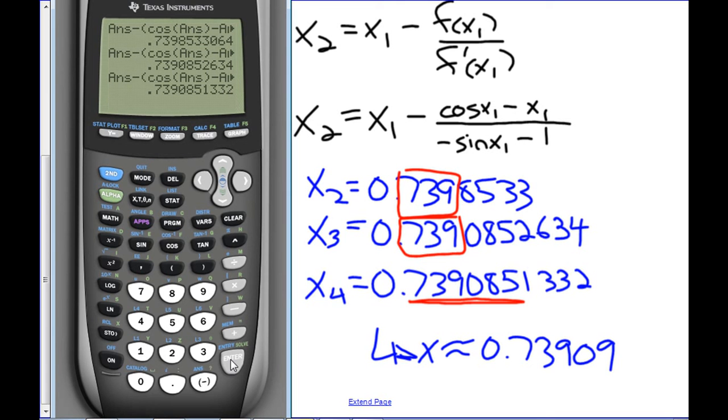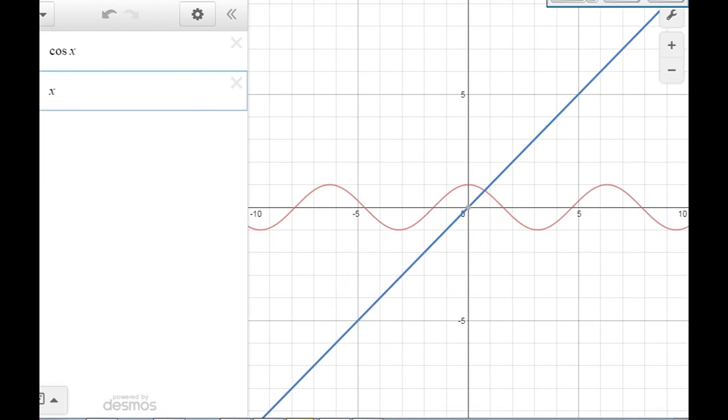Okay. Now, at this point, it's no problem to get your calculator to go further. Look, I'll have it go again. And you can see that the answer we have for x4 is actually excellent. It's taking it as far as our calculator would go. If we did this on Desmos, we'd get the same result. So let's take a look at that just briefly.